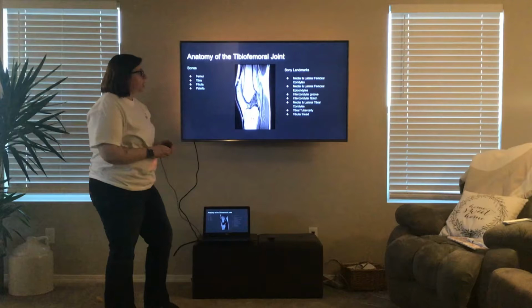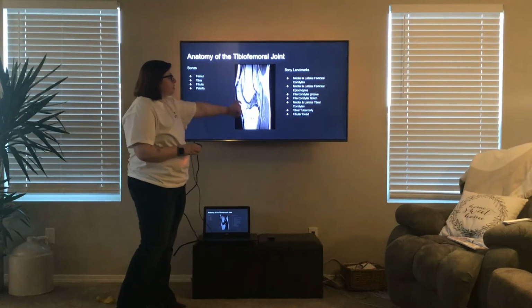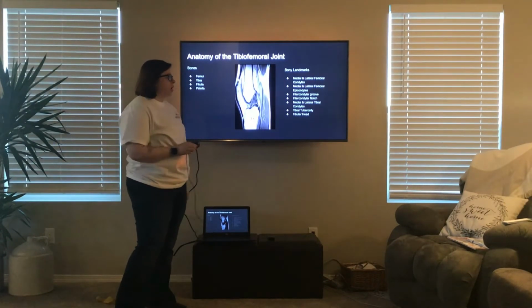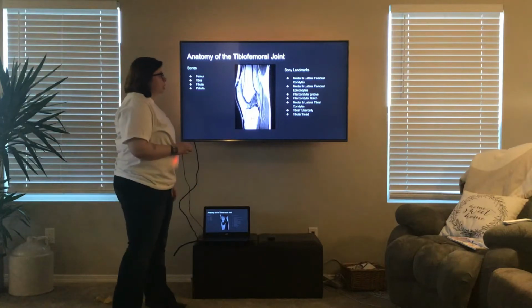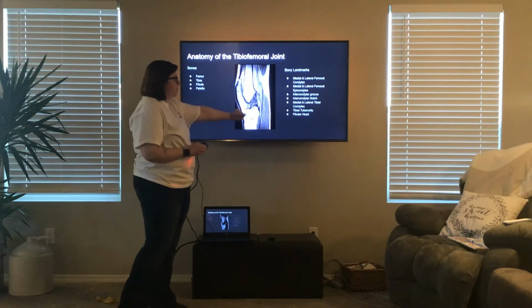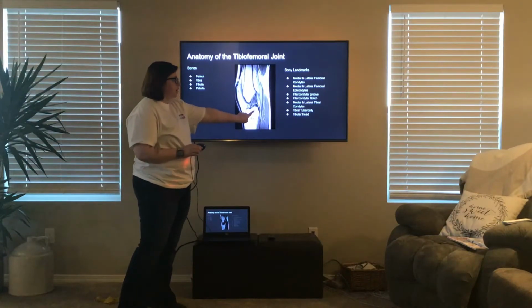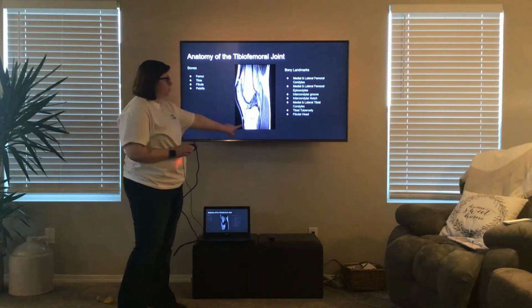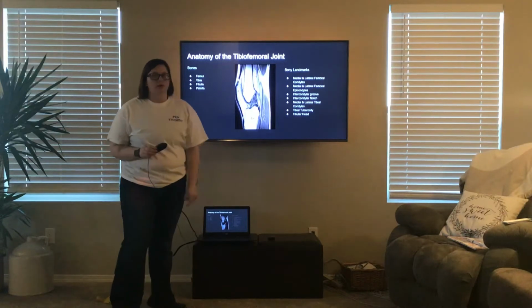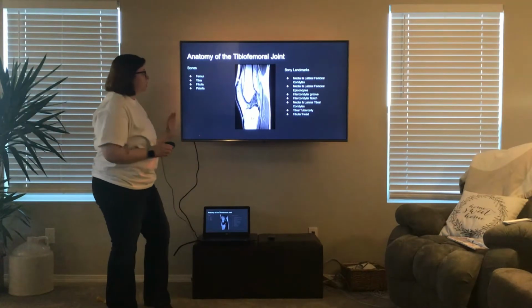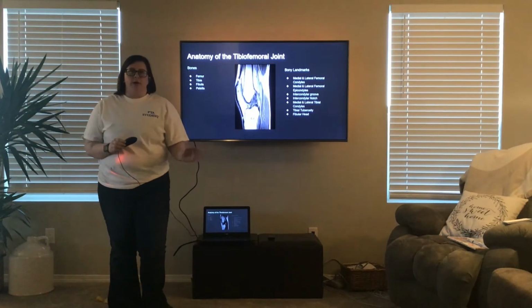So you have the medial and lateral femoral condyles, the medial and lateral femoral epicondyles, the intercondylar groove, the intercondylar notch, the medial and lateral condyles, the tibial tuberosity, and the fibular head you cannot see because this is a medial slice x-ray of the knee.